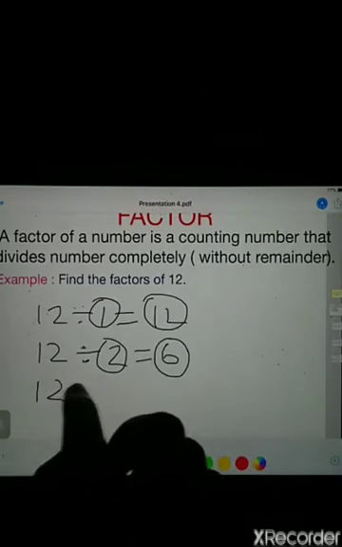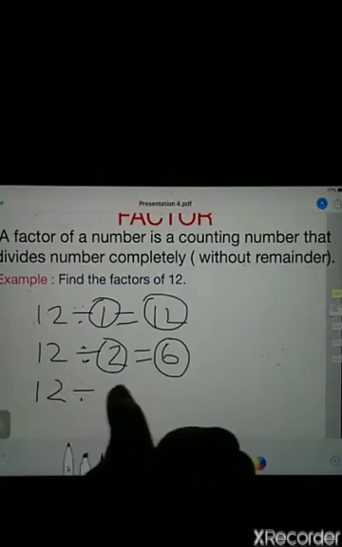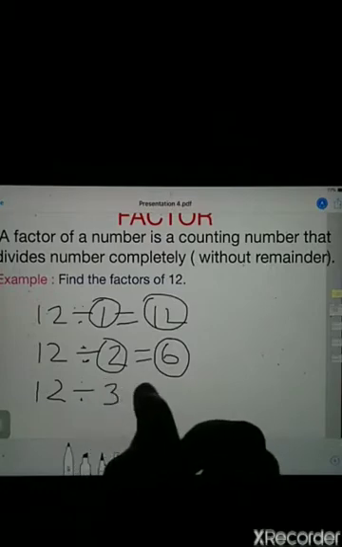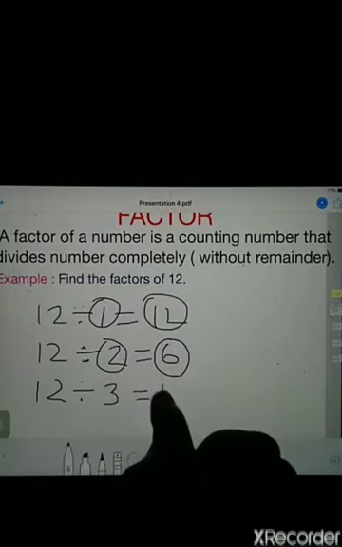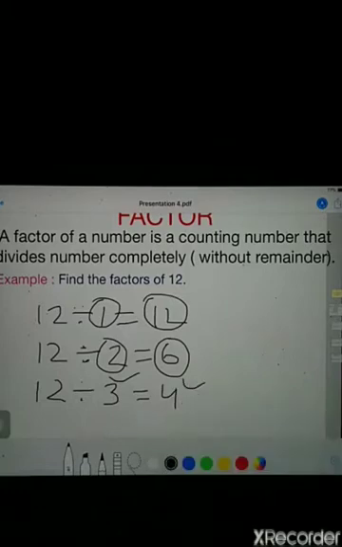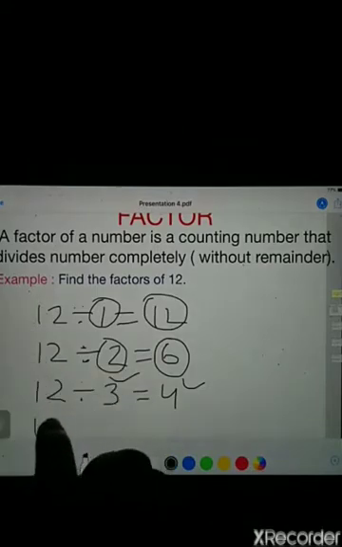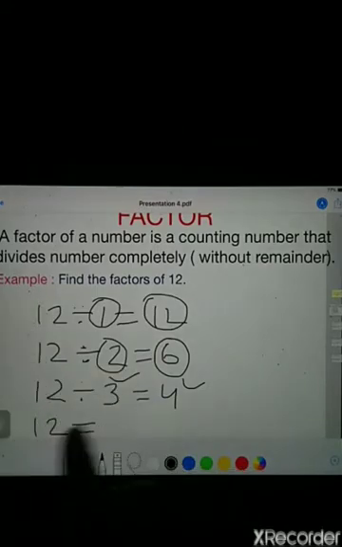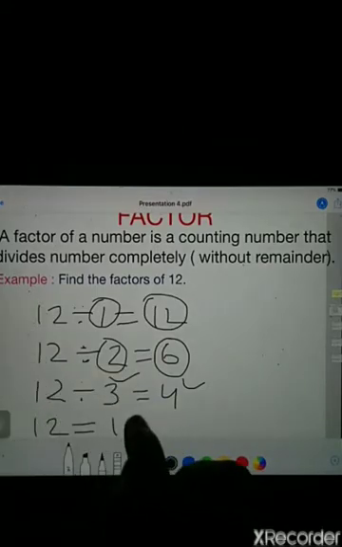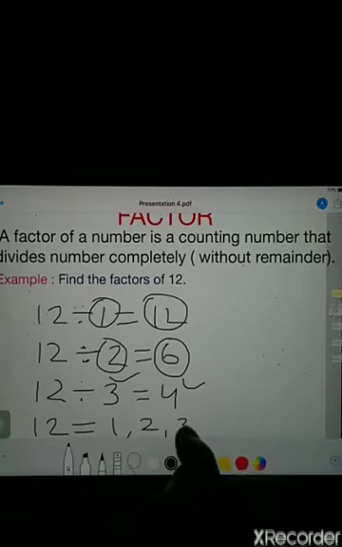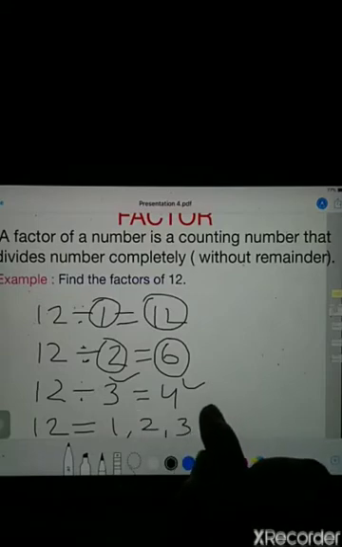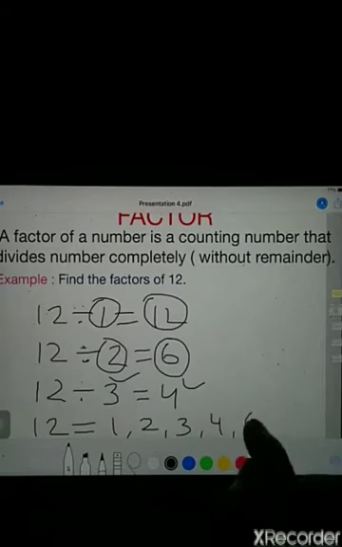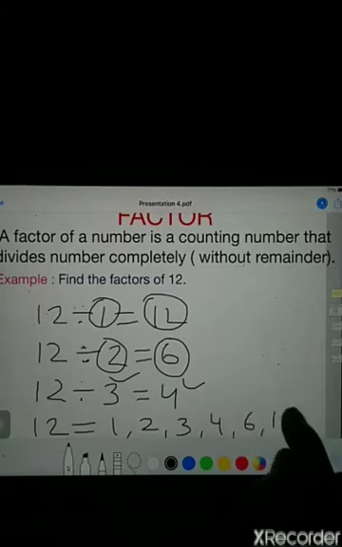And 12 can be divided by 3, how many times? 4 times. So 3 and 4 are factors of 12. So now write the factors of 12. The factors of 12 are 1, 2, 3, 4, 6 and at the last 12.